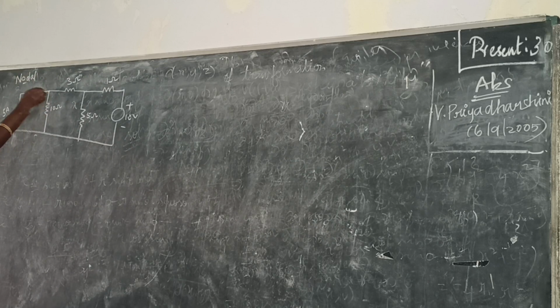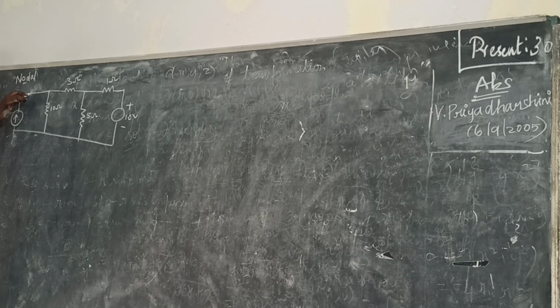This is one node. This is one node. No element is connected between these two, isn't it? So it has only one node. Able to understand? You don't consider this as two nodes because there is no element present here. So wherever you connect the voltmeter, it shows the same voltage because there is no element present here. So this is considered as one node.